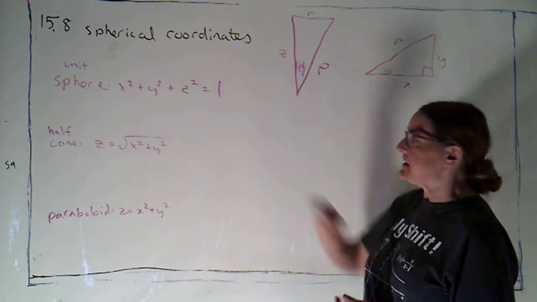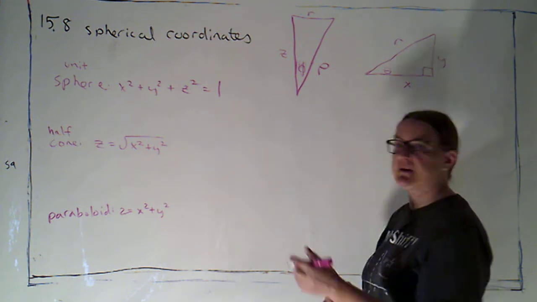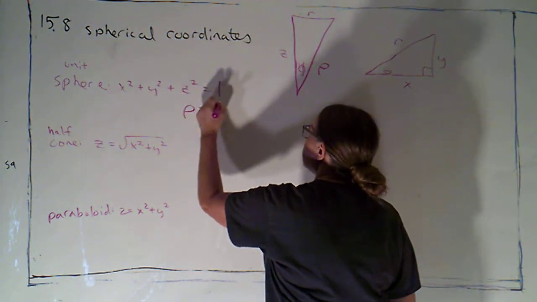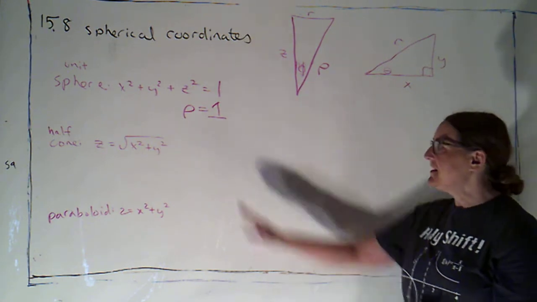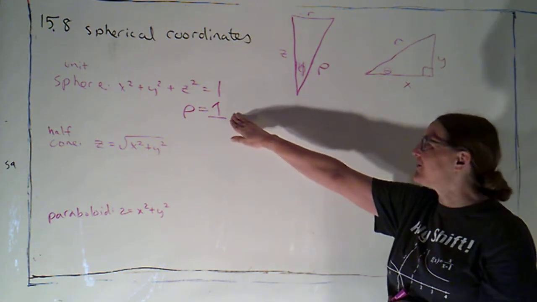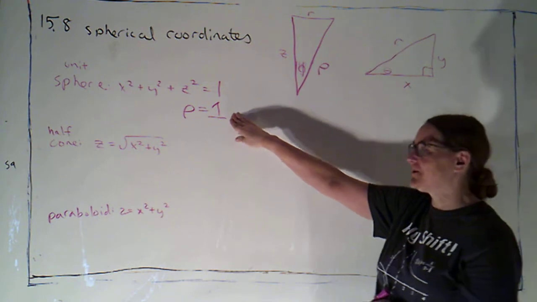So I start with the unit sphere, x squared plus y squared plus z squared equals 1. And that one is easy to recognize as a constant surface. That's just rho equals 1. So the equation for a sphere centered at the origin is really nice in spherical coordinates.